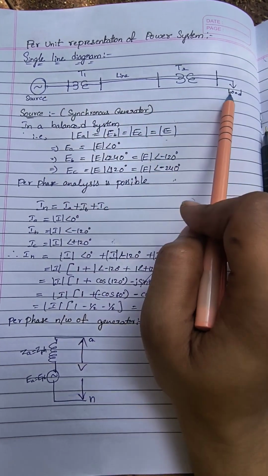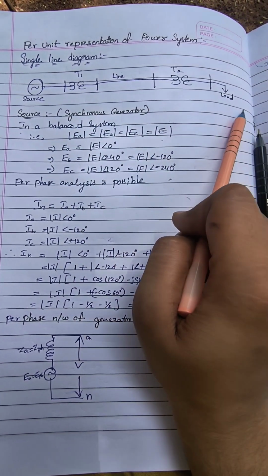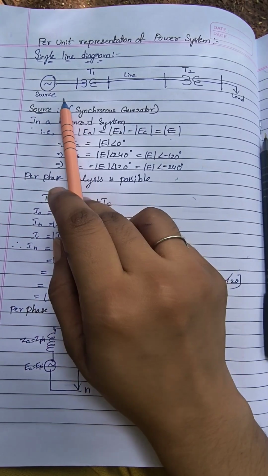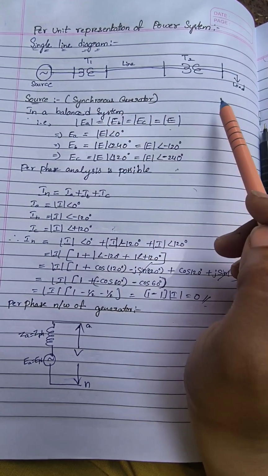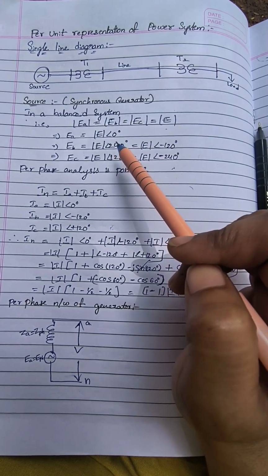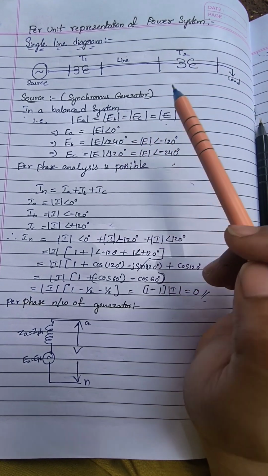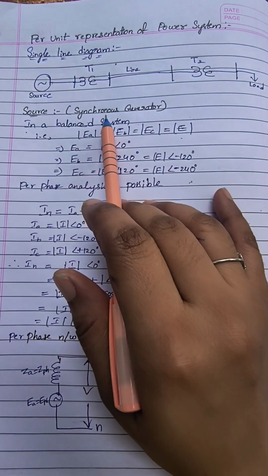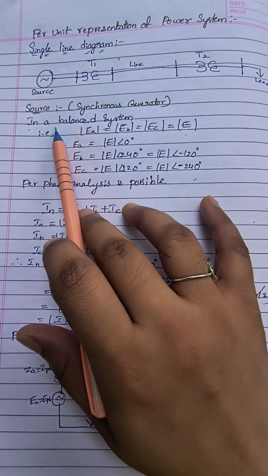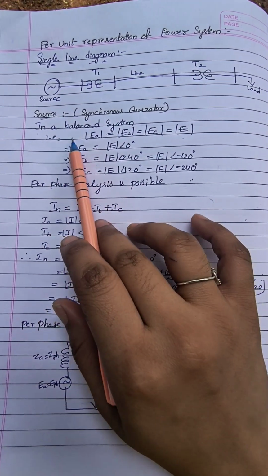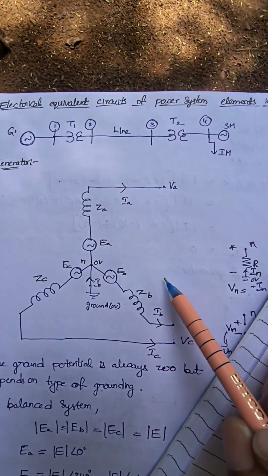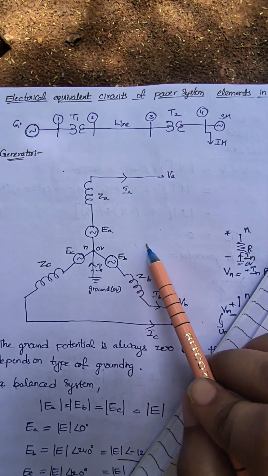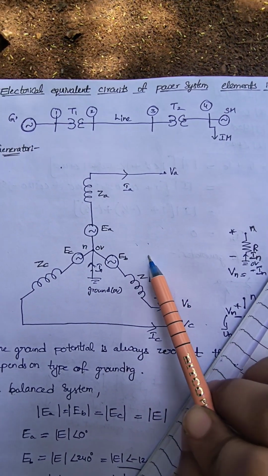The whole power system consists of these elements, and we discuss one by one how the per phase representation of these elements, and then the per unit representation of these elements. Next one is the synchronous generator, that is the source, and the representation of the synchronous generator in an electrical equivalent circuit is this.